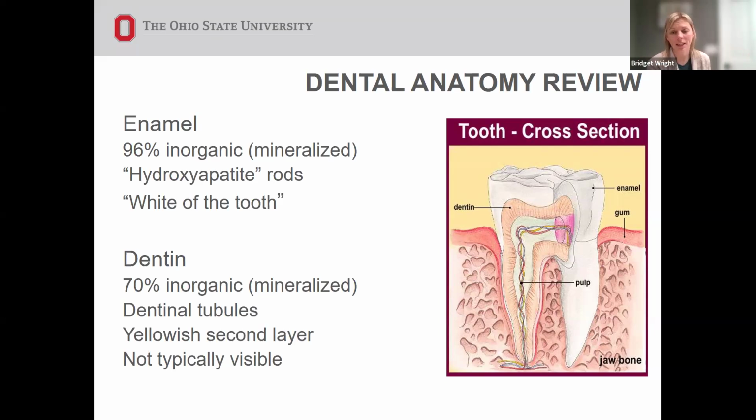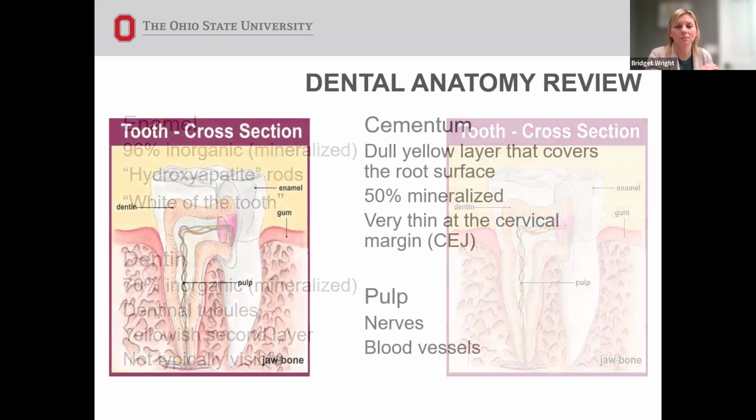And so anytime you see the word tubules, you'll want to think dentin, okay? The dentin is much more yellow in color than the enamel. And so if you see wear on a tooth and the enamel is starting to thin, then you'll see that yellow dentin shining through. And so you can know what to expect with that. Typically, though, in a natural healthy tooth that has no wear, no fractures, nothing, you're not going to be able to see the dentin because it's that second layer of the tooth.